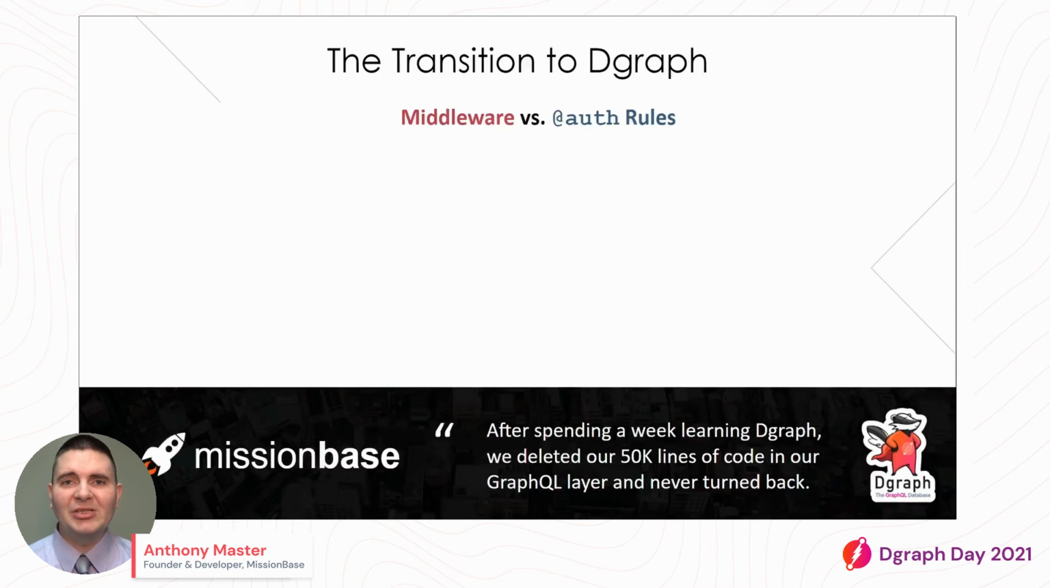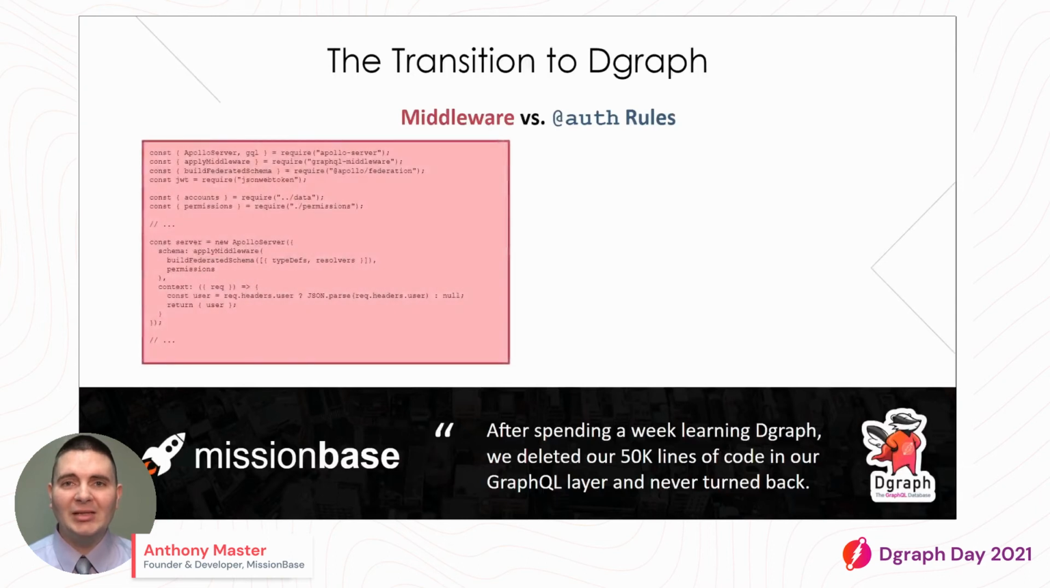The longest part in our transition to Dgraph was writing authorization rules. Other GraphQL implementations leave middleware completely in the developer's hands. We would have to write complex algorithms checking clients' tokens and contexts to ensure that we were honoring the business logic that we needed. Dgraph takes these complex algorithms and turns them into simple rules.